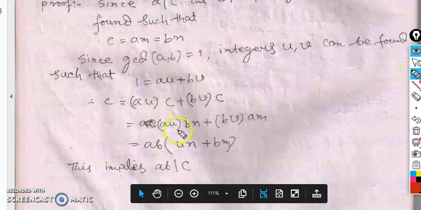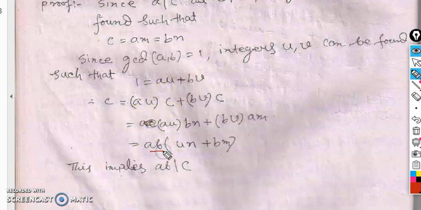Here we take AB as common, according to my discussion, and the remaining portion becomes an plus bm. a, n, b, m are integers. Therefore the product and sum of all these integers should be an integer. That means you can represent c equals ab times another integer. That means it's proved that AB should be a divisor of C.